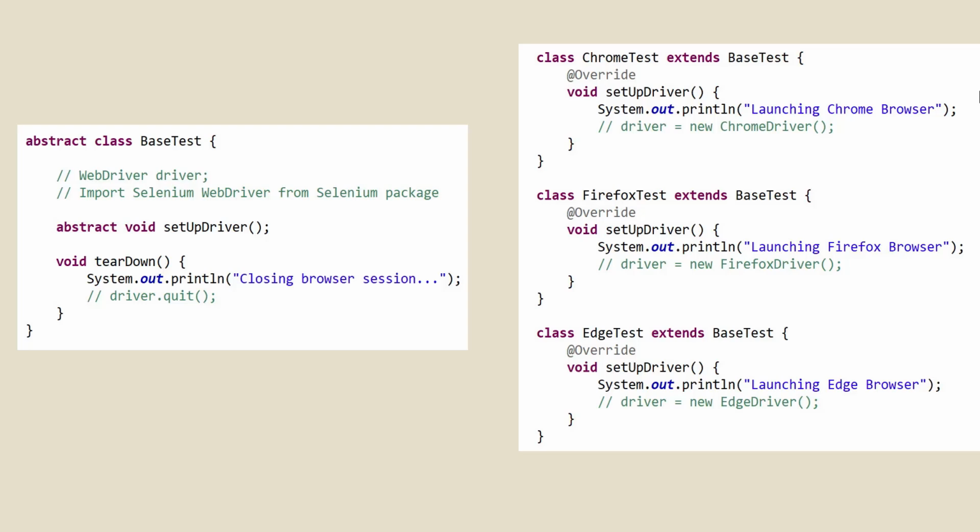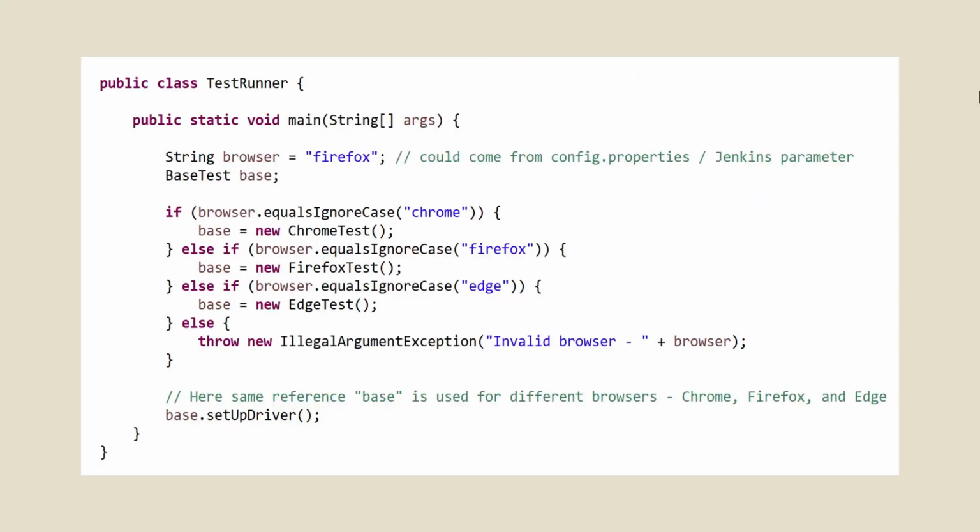So in this example, we have created an abstract class base test with the method setup driver. This is the abstract method. Each browser like Chrome, Firefox and Edge has its own subclass that implements its own method. Now inside the test runner class, I am taking the browser name as a parameter. This parameter can come from the configuration properties file or even from your Jenkins job parameters. Based on the browser name value, I can assign the reference base to the respective browser class. Using different if else conditions, we are creating the object of Chrome test, Firefox test or Edge test.